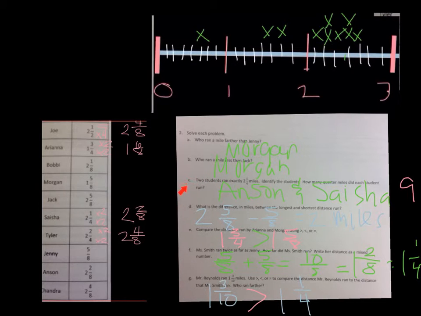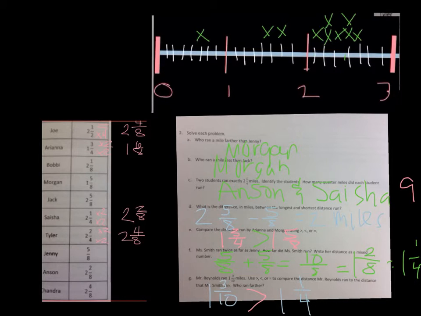C says 2 students ran exactly 2 1/4 of a mile. Identify the students. How many quarter miles did each student run? So our first step here is just finding out who ran 2 1/4 miles. So we see that Sasha ran 2 1/4, and then we also see that Anson ran 2 2/8. If we simplified that, you could simplify 2/8 to 1/4, and that would be an equivalent fraction. So we know that Anson and Sasha ran 2 1/4 miles.